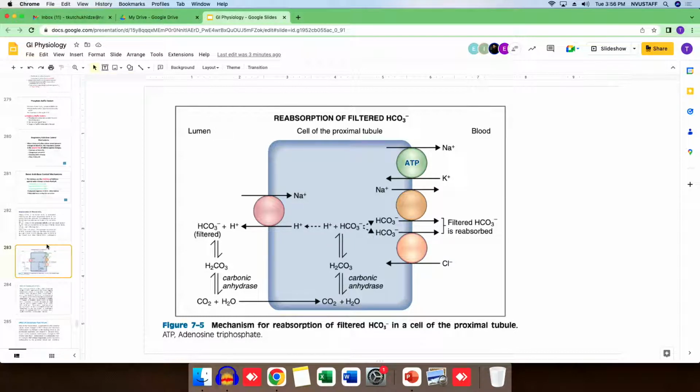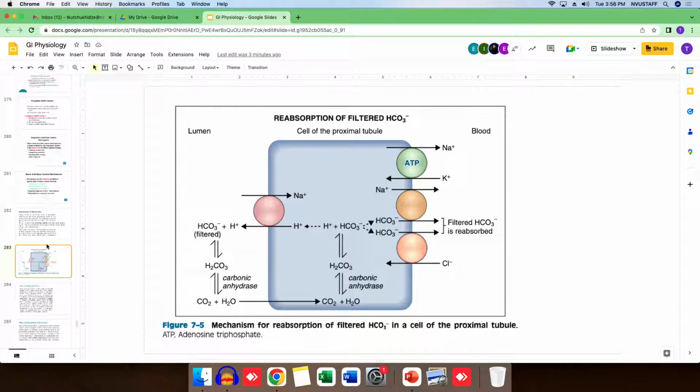So let's start with the reabsorption of the bicarbonate. Almost all the bicarbonate is cleared from the filtrate, and around 99% is reabsorbed, in the proximal convoluted tubules, loop of Henle, distal tubules, and collecting ducts. And here you see how they are reabsorbed, right?